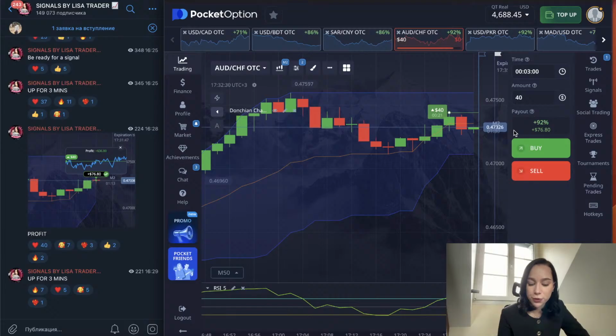It works perfectly for me. I made a profit of 4 trades and 1 loss on demo accounts. Okay, perfect. Perfect.